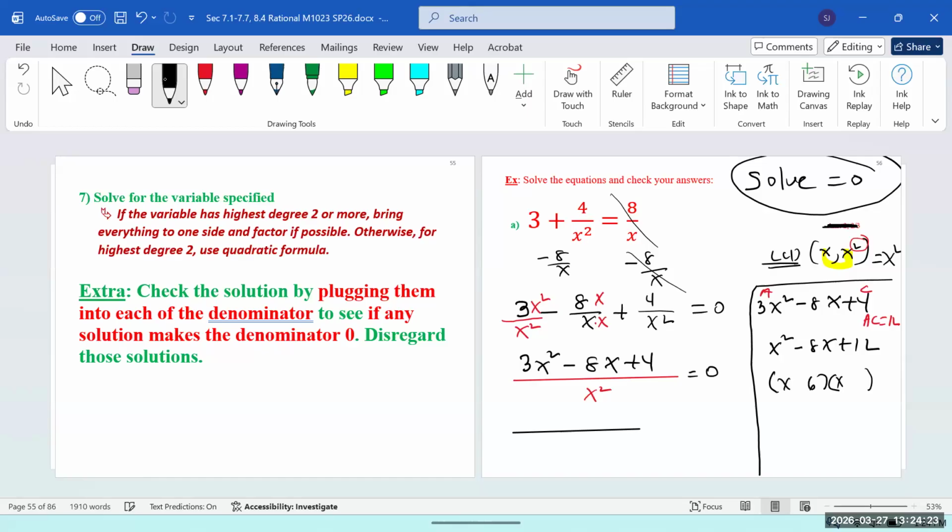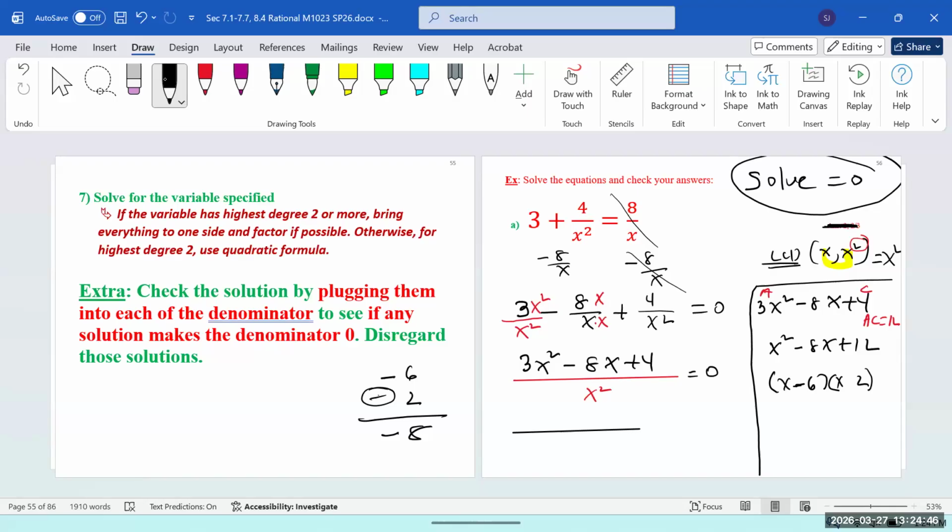6 and 2. Give me the sign. 6 must be what? Negative. And if you want to get 8, what sign 2 has to have? Negative 6 plus 8 is 4. You have negative 6 and you have 2. You want to get negative 8. You have to have a negative.